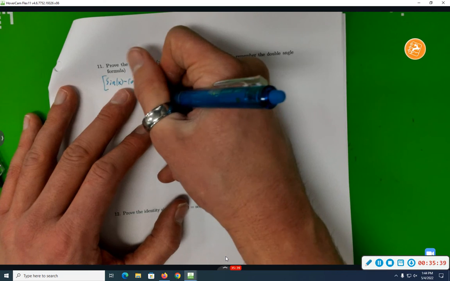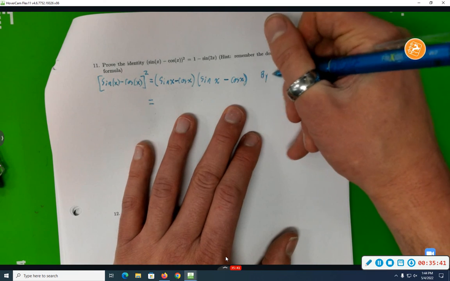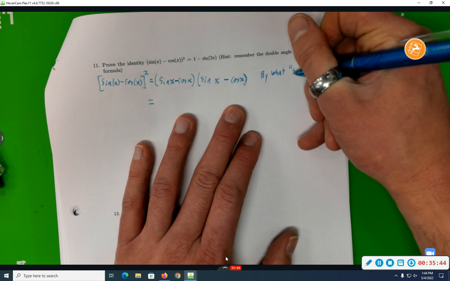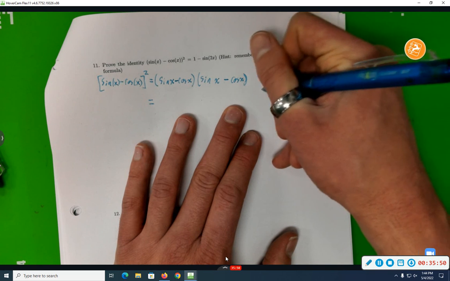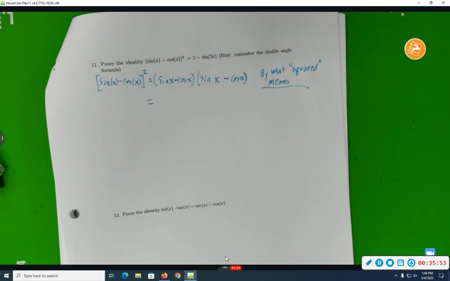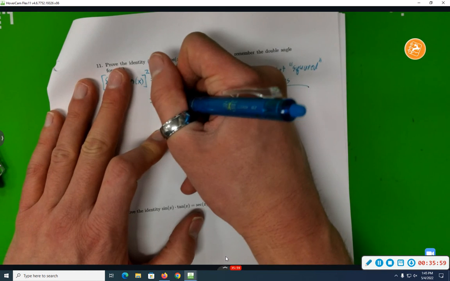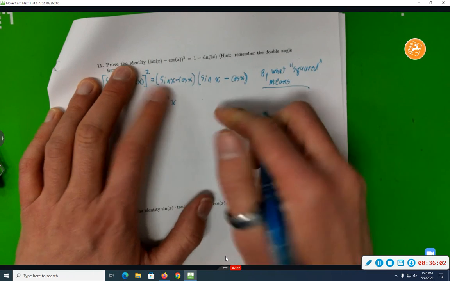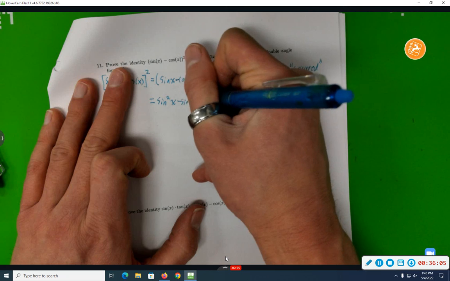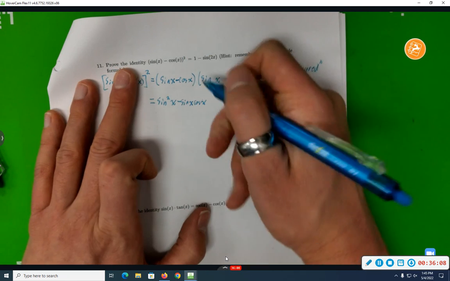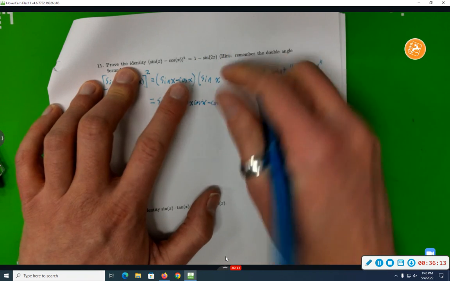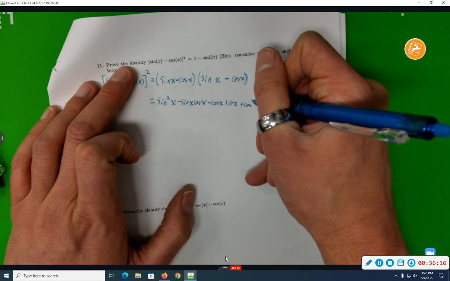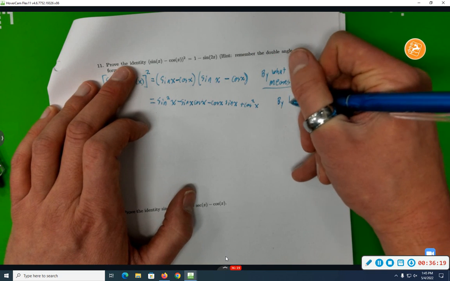So there's that by what squared means. That's right, all I did there is use what it means to square: multiply by itself. And now we can FOIL. So FOILing, you do first: sine squared of x. Outside: minus sine x cosine x. Inside: minus cosine x sine x, plus cosine squared x by FOILing.